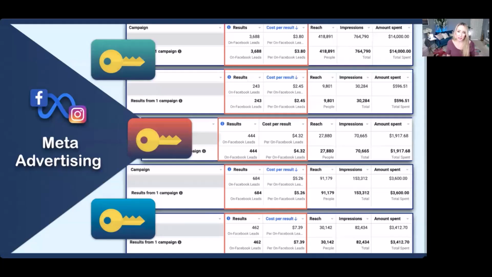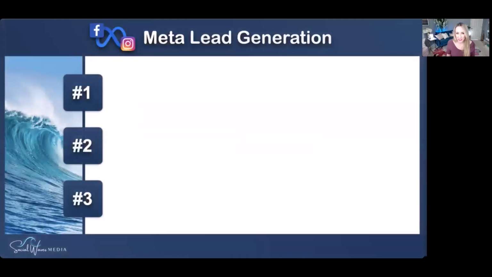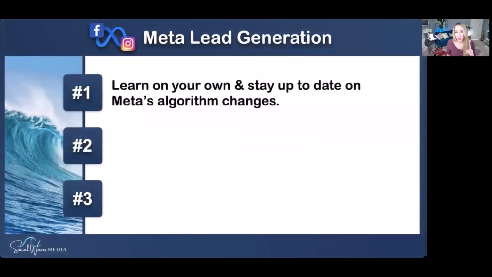So if you are interested in generating your own results like this during this AEP and all moving forward, the reality is you have 3 choices. 1, you can learn on your own and stay up to date on Meta's algorithm changes. The reality is the information is out there. You can Google it, you can look it up. Facebook has some help documents that you can move through. The problem with that is knowing if the information is up to date and if it's actually relevant to you as an insurance agent.